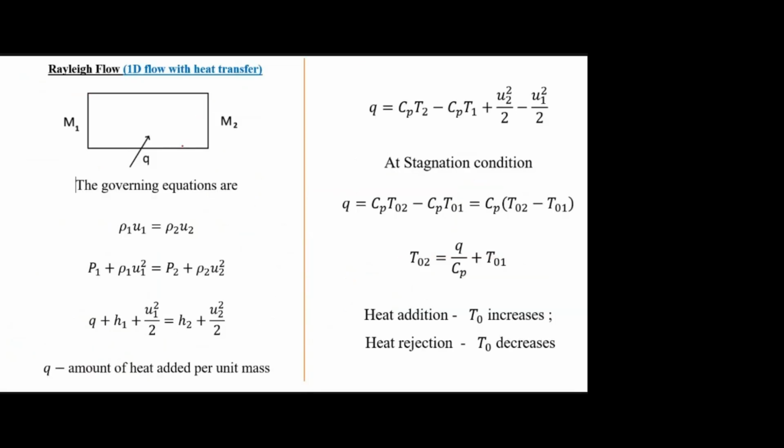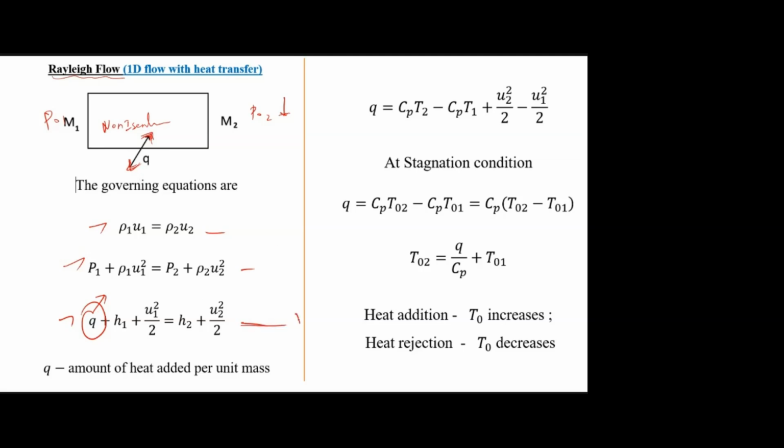So I'm taking one constant area duct, and there is a heat addition or heat rejection. Then this will be called Rayleigh flow. As usual, we should start with the three basic governing equations: continuity, momentum, energy. And in the energy equation, you should include the Q also because there is a heat transfer. And you know the flow is non-isentropic because P naught 1 is different from P naught 2. Always there will be a pressure loss. So the Q term will be added because there will be heat transfer.